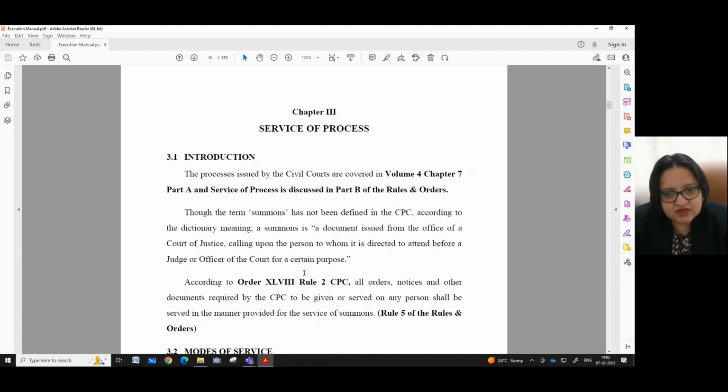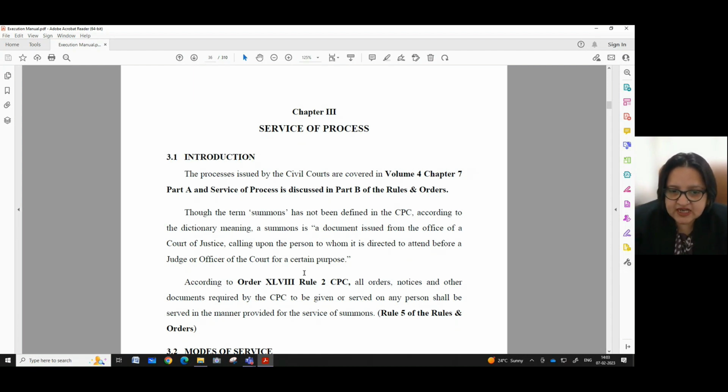Though the term summons has not been defined in the CPC, according to the dictionary meaning, a summons is a document issued from the office of a court of justice calling upon the person to whom it is directed to attend before a judge or officer of the court for a certain purpose.